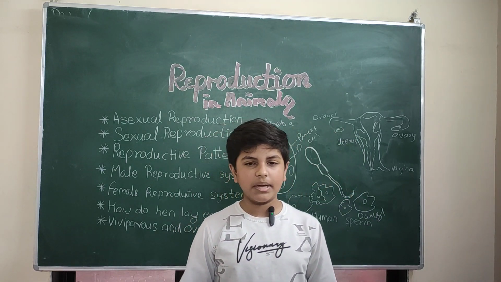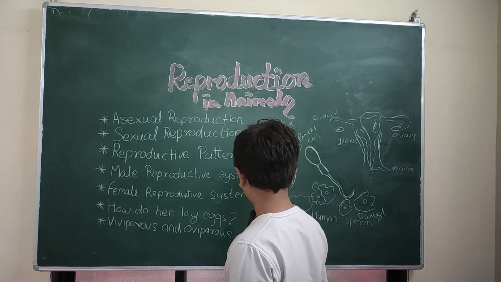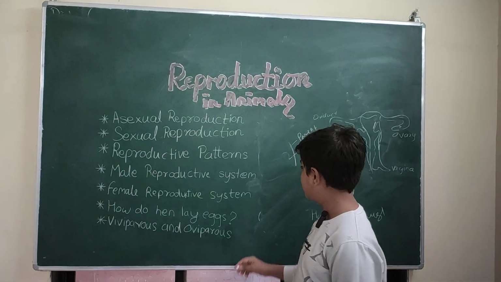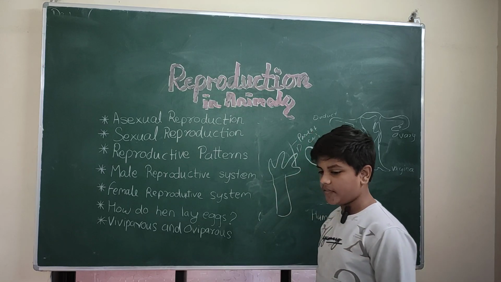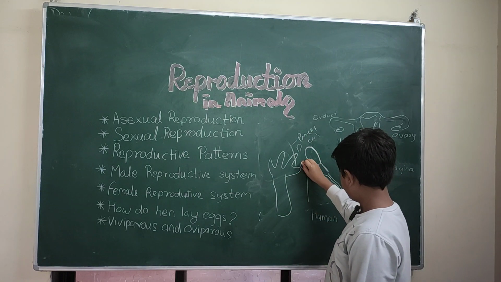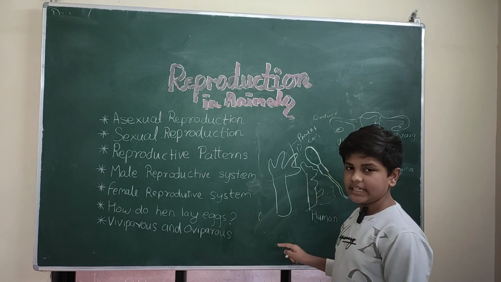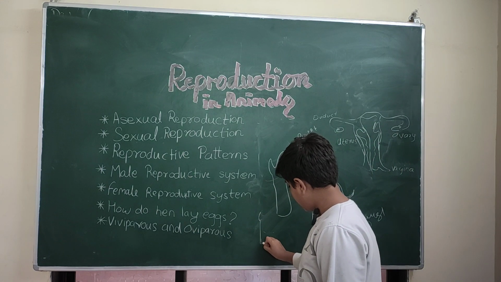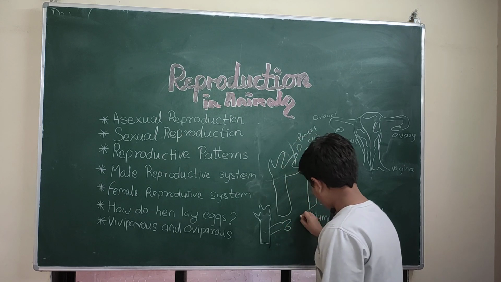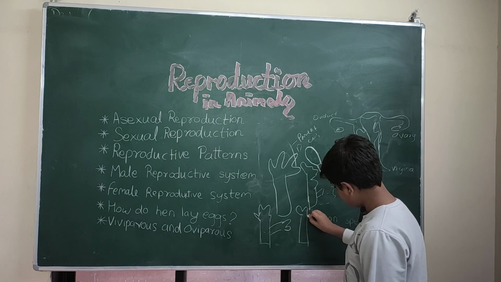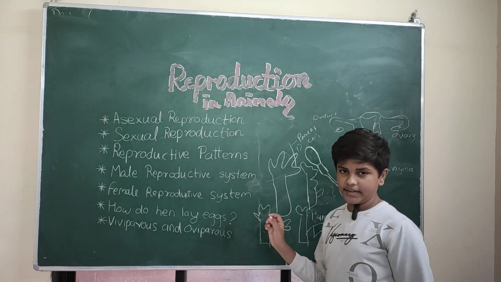Then comes budding. Budding consists of hydra. This is a hydra. After that, there are some changes in the hydra. The daughter cell is coming out. Then the daughter cell comes into its stage. After that, the daughter cell is formed after coming out of the hydra. This is known as budding.